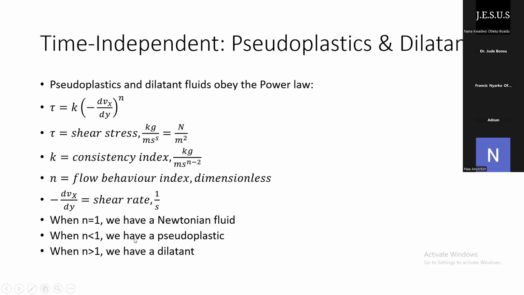But when n is less than 1, that's where you have a pseudoplastic. When n is less than 1, this becomes a denominator, and it's no more a linear function. And when n becomes greater than 1, you have a dilatant. In that case, it will still be positive multiplying, but the power wouldn't be 1 to make it linear. So maybe if n is 3, that means our function here is not a linear function. So it doesn't obey Newton's law. That's why they are all non-Newtonian fluids.